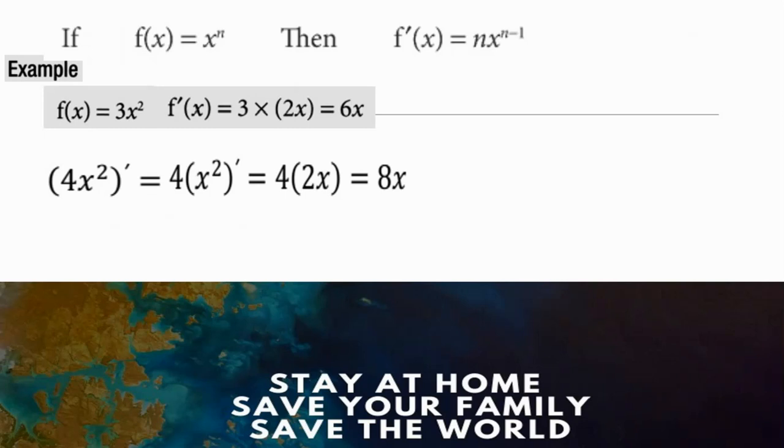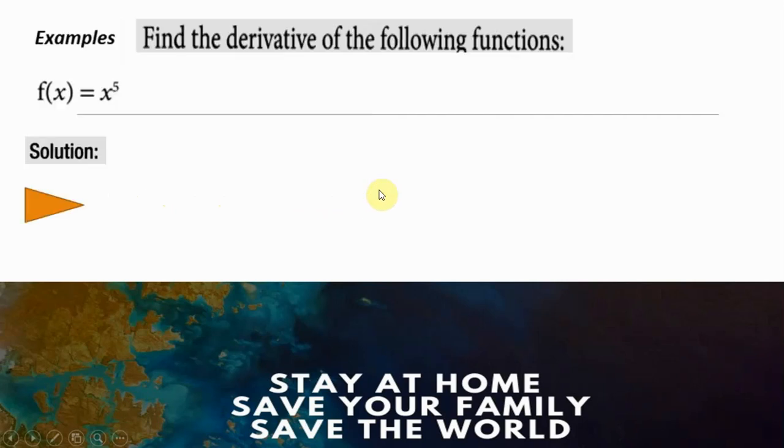f of x is equal to 3 times x squared. The answer is 6x. Why? Here we only take the derivative of x, then 3 times 2 is equal to 6x. Another example: 4 times x to the power of 2. Here also 4 is a constant number, and we take the derivative of only x squared. The derivative of x squared is 2x. We multiply by the constant 4, then we get 8x.